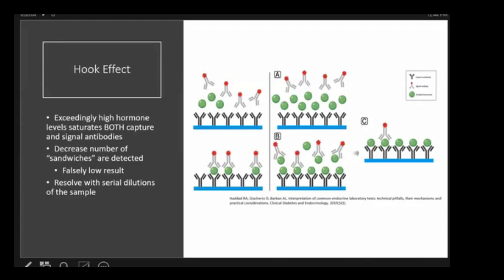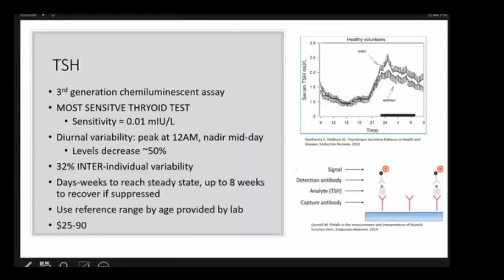So let's talk about TSH. This is the most sensitive thyroid test. This is the one that overwhelmingly you're going to order first, and anytime you're thinking about screening a patient for thyroid disorder. It's a third generation chemiluminescent assay, so very sensitive, with a sensitivity down to 0.01 milli-international units per liter. There is a diurnal variability, as there is with several hormones. TSH is at its lowest point during the midday, and can have up to a 50% change in its value. So it does somewhat matter what time you're checking this.